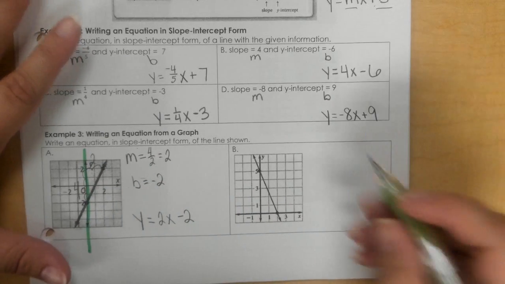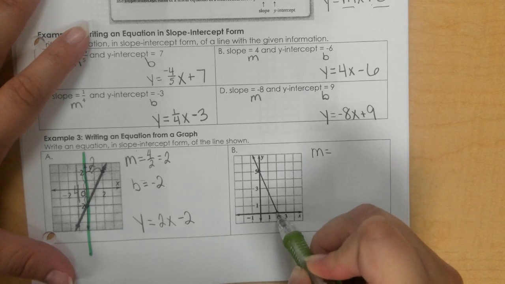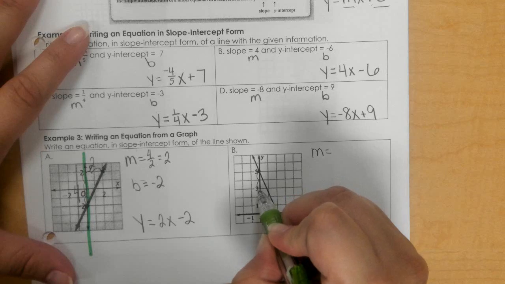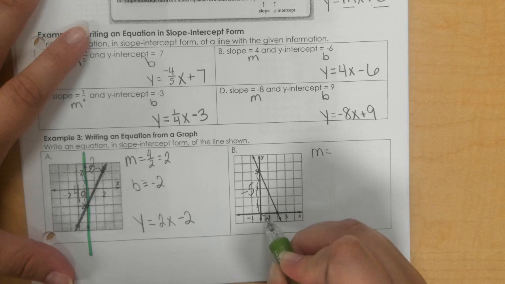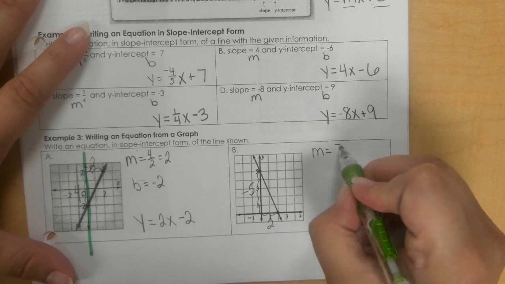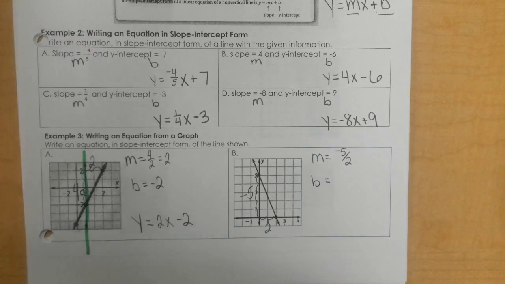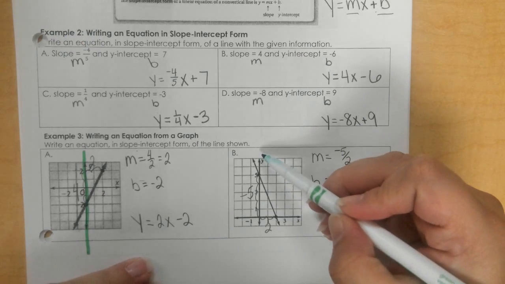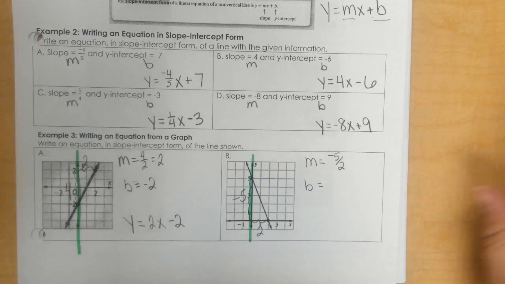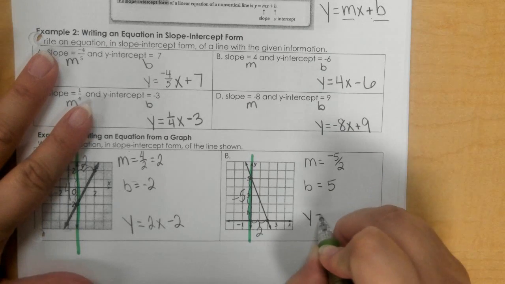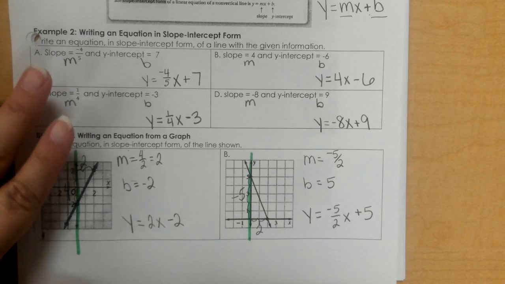Okay, so for part B, we have m. So from 5 to here, I've got to go down. So 1, 2, 3, 4, 5. Down means negative, and then I have to go to the right 2. So I have -5/2, which can't reduce. B is where does that line cross the y-axis, which is at 5. So y equals -5/2 x plus b, so plus 5.